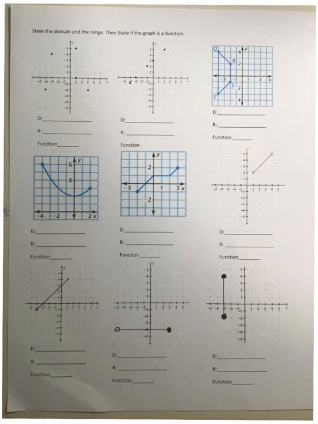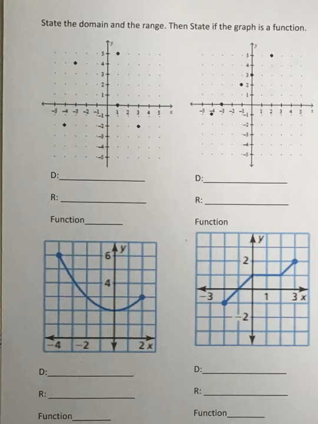Okay, so let's look at the first one. In this problem, we just have a bunch of individual points. Each point has coordinates, an x coordinate and a y coordinate. Remember, the x coordinate always goes first and the y coordinate always goes second. The x coordinate is the horizontal axis and the y coordinate is the vertical axis. So this is your input and this is your output.